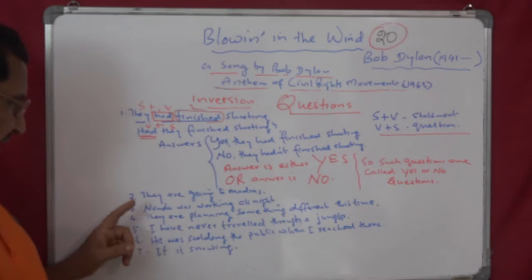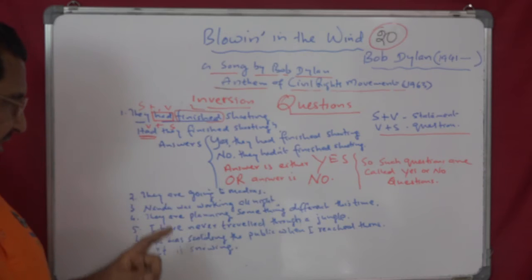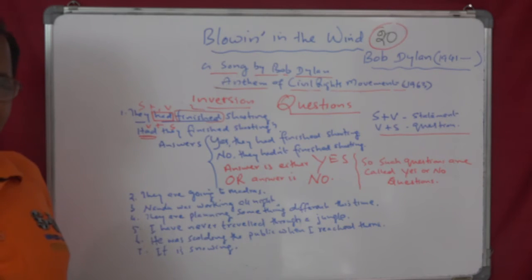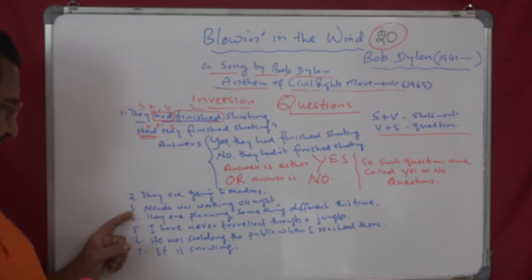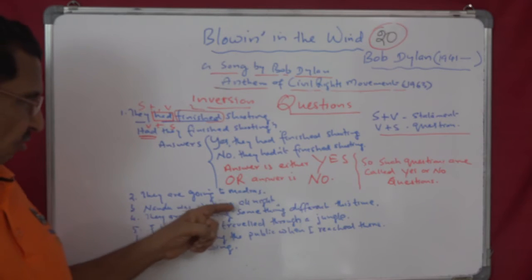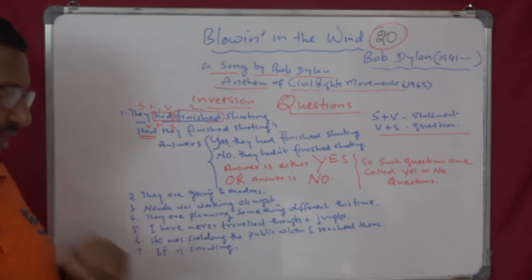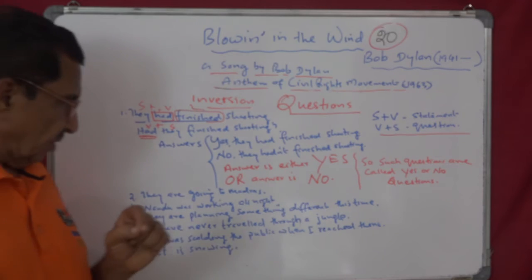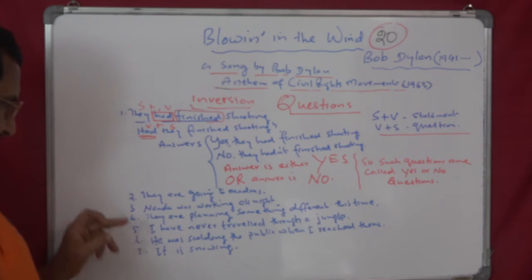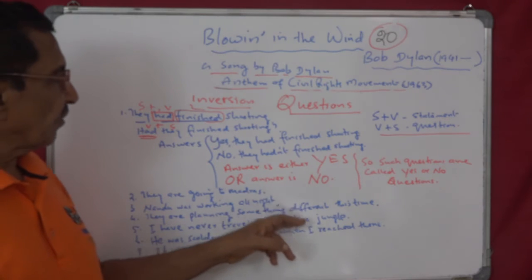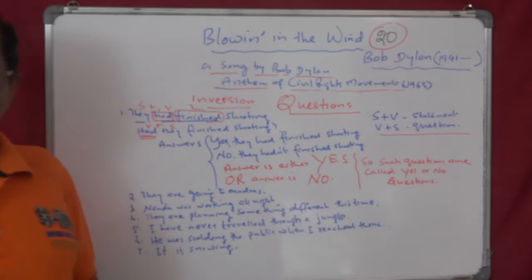Now, they are going to Madras. There are two members here, so what will you do? What will be the question form? Are they going to Madras? The third sentence: Nandu was working all night. Again, you have two members for the verb. So it's: was Nandu working all night?